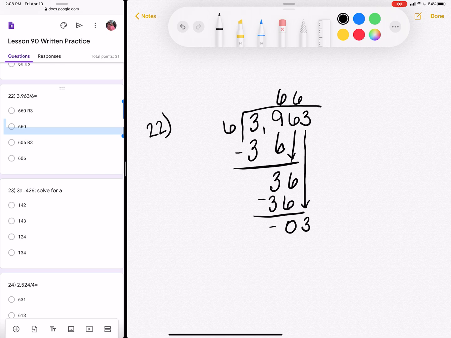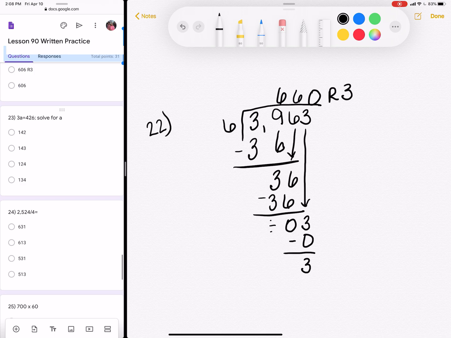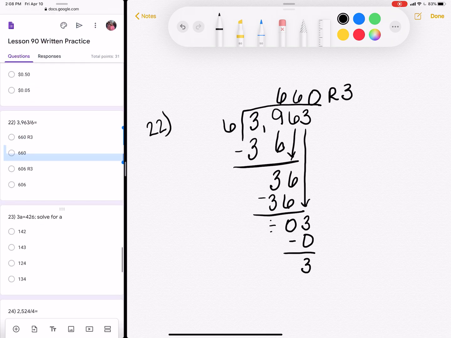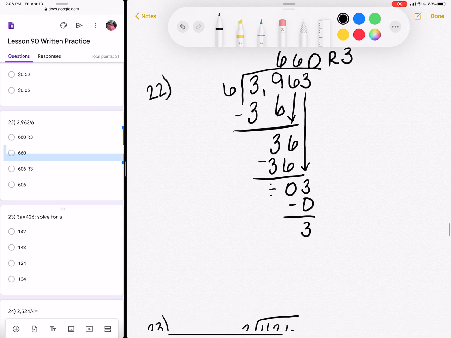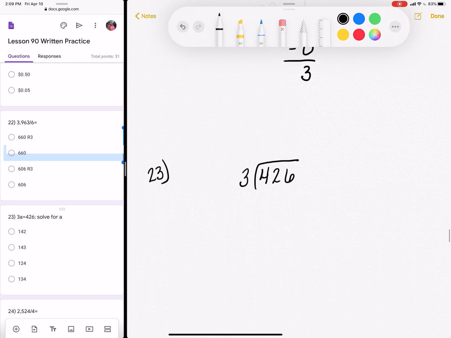Now you're asking yourself, how many times will 6 fit into 3? None. You have to write 0 up on the stage. 0 times 6 is 0. 3 minus 0 is 3. There's nothing left to bring down, and so now your remainder is 3. 660 remainder 3 is your answer on number 22, which is very different than 66 remainder 3. So make sure that you continue to put quotients on the stage until you are out of digits.